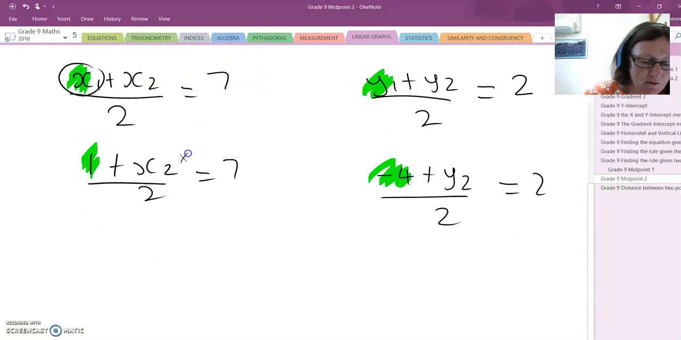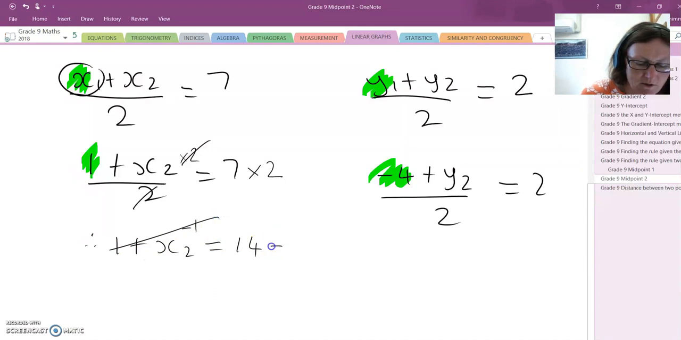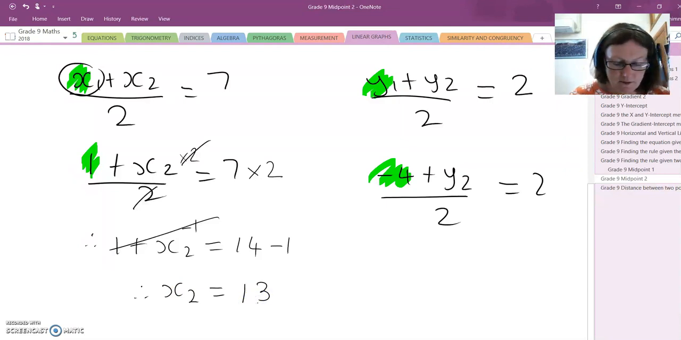I'm going to times both sides by 2, because that cancels, that cancels. So now I've got 1 plus x2 is equal to 14. I'm going to subtract 1, I'm going to subtract 1. So my x2 is equal to 14 subtract 1, which is 13.